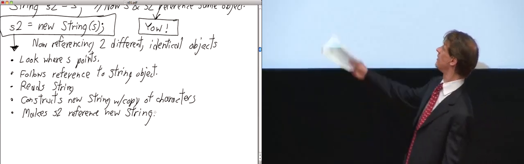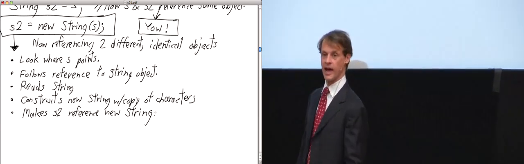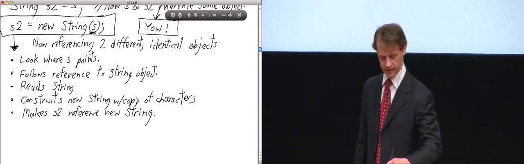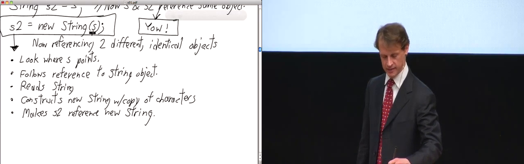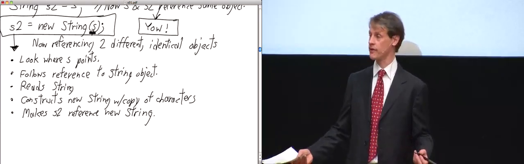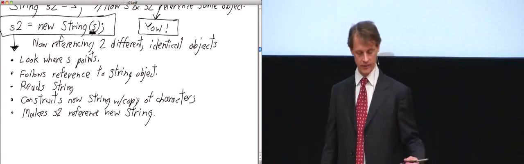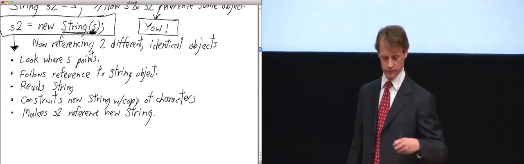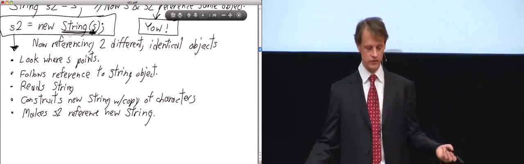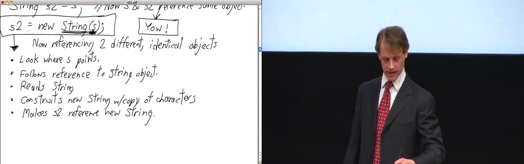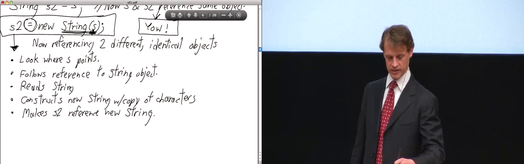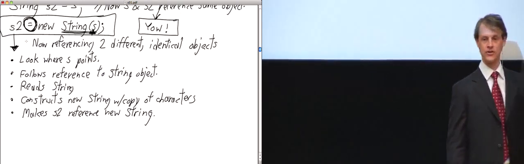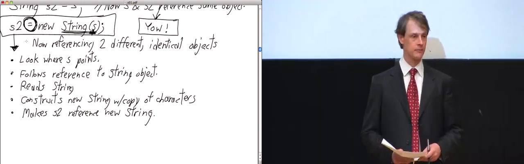And in a sense, again, that line of code is being executed from right to left because step 1 starts here. It says there's a variable S. I need to pass S as a parameter, so I better figure out what S is and what it points to. And then it calls the constructor, which actually reads the string, copies the string, constructs the new object, and returns it. And then finally, the last thing that's executed is this equal sign here, which makes S2 reference that new string. So there's a lot going on in there.